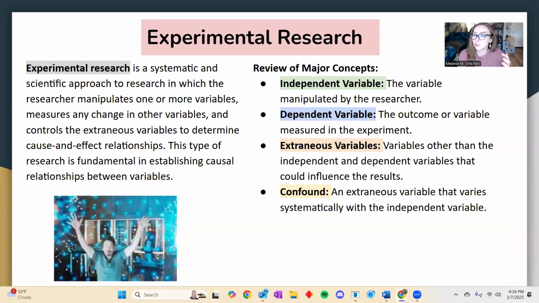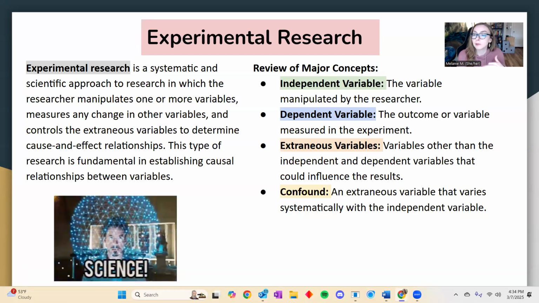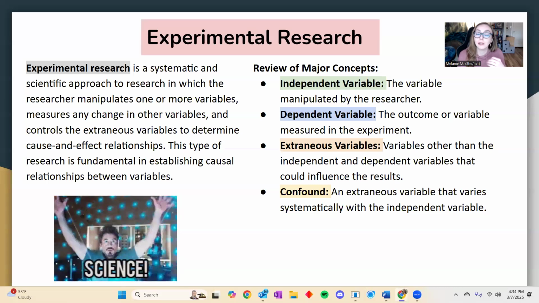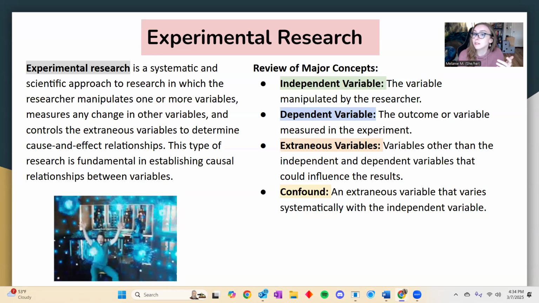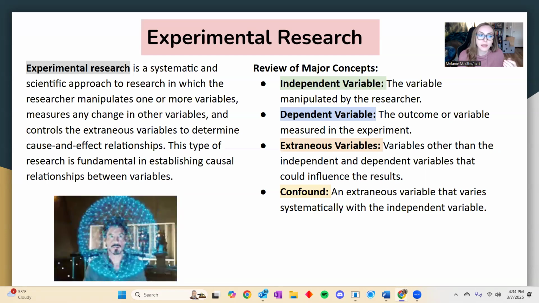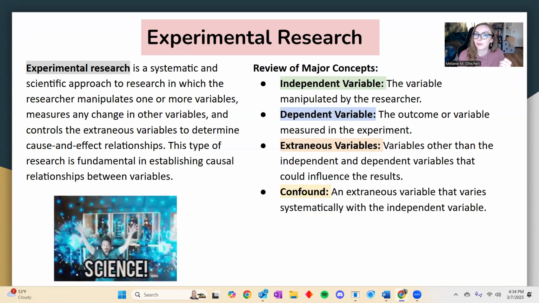So most of what we talk about so far in the class is experimental research. Again, experimental research is a systematic and scientific approach where we are manipulating one or more variables as the researcher so that we can test to see the differences based on that manipulation. It is extremely important for causation, but I'm going to go on about that in a second.